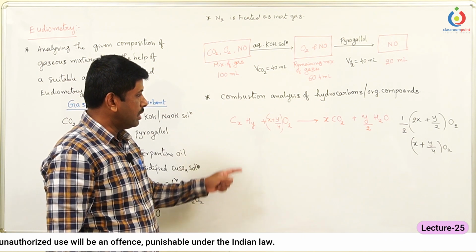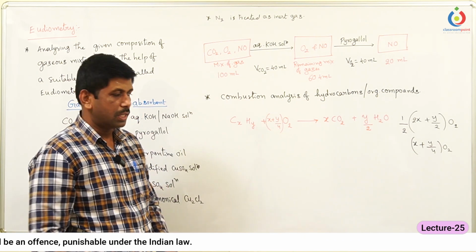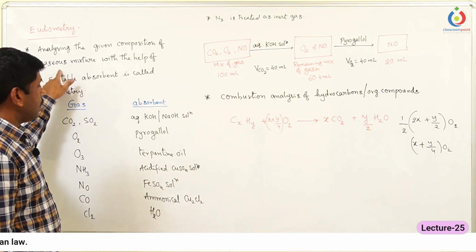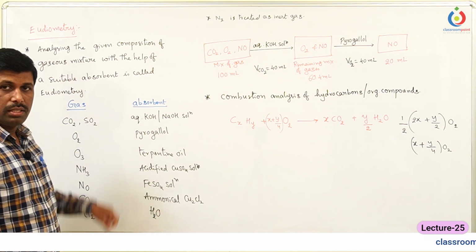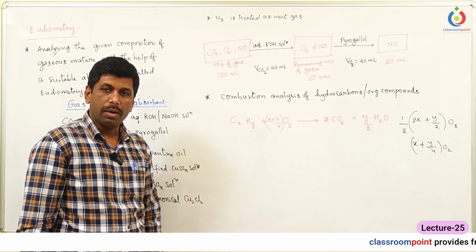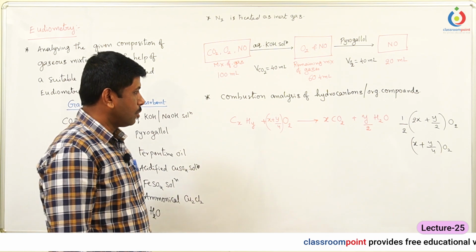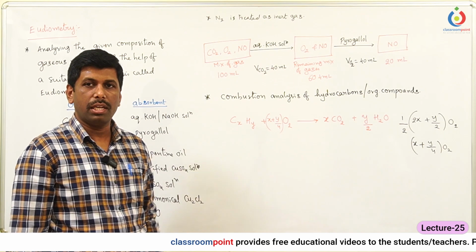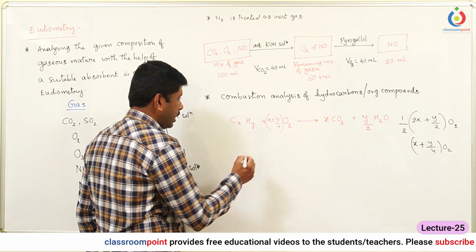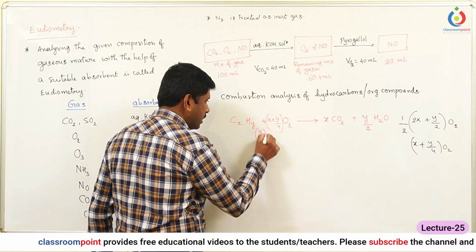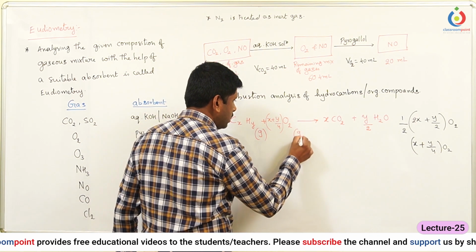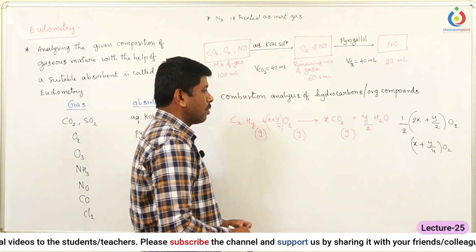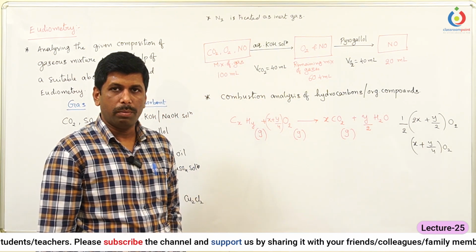Then what could be the physical states of these reactants and products? In stoichiometric analysis, as I said earlier, it is used only to analyze the gaseous components. It should not be in the liquid state or the solid state. Whenever they are in the gaseous state, then we can calculate the volume, and based on that, we can calculate the composition also. So here the hydrocarbon must be in the gaseous state. We know that oxygen is in the gaseous state. Carbon dioxide is also in the gaseous state. Then what could be the state of the H2O molecule?